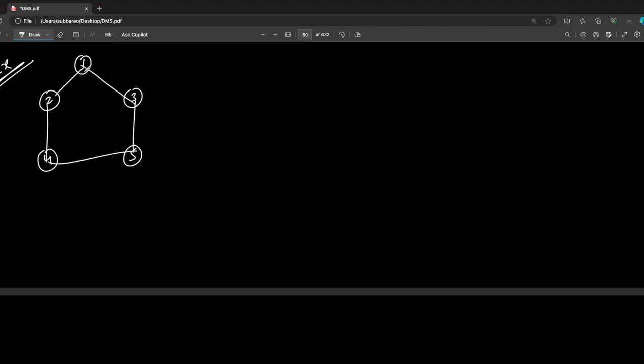Yeah, next problem. Try your level best. What is the answer for this one? What is the edge connectivity number of the given graph? What is the vertex connectivity number of the given graph? Can you complete this?